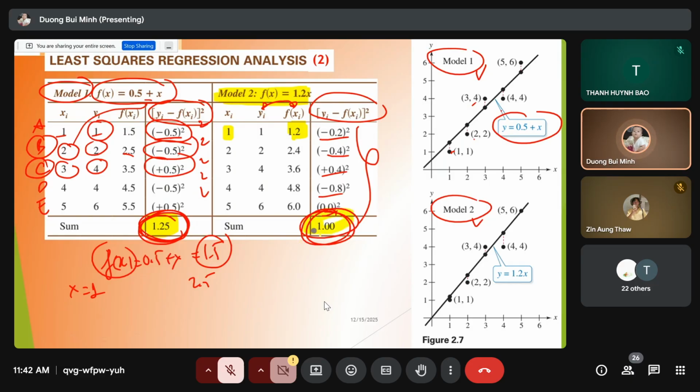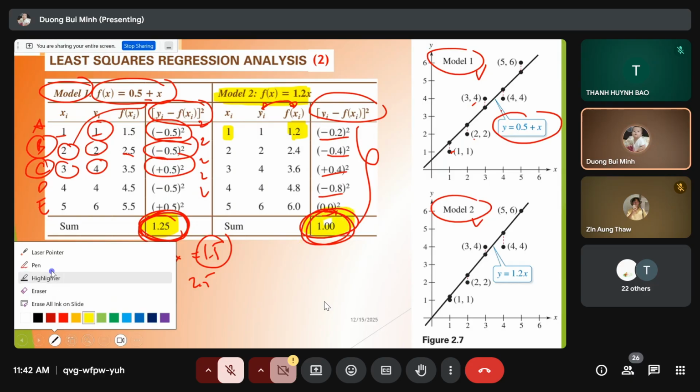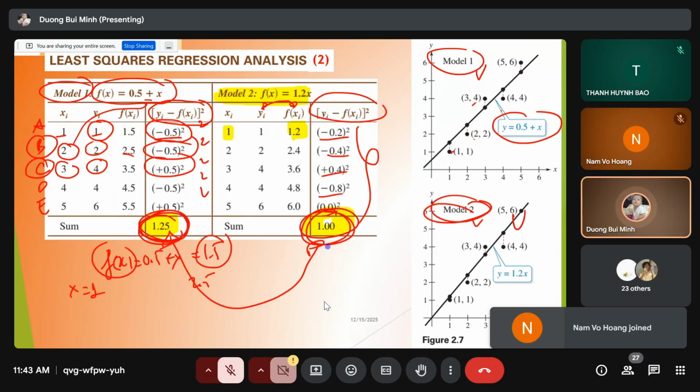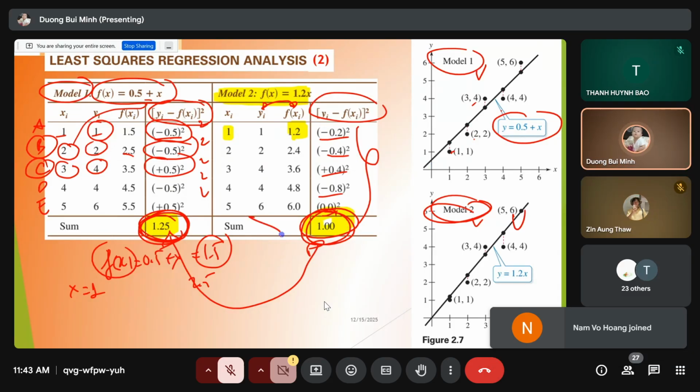So if we compare the total errors after we take the squares and then the sum, you can see model 2 is better. Model 2 is better. Why? Because its total error is less than the total error of model 1.